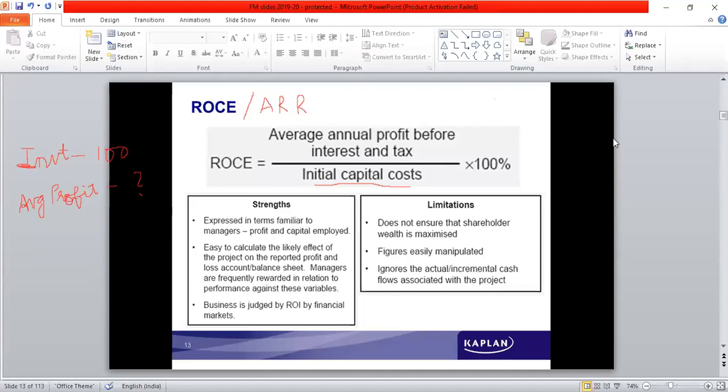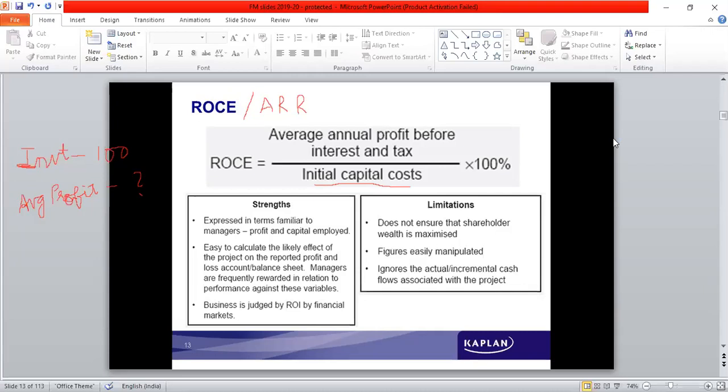The first one is expressed in terms familiar to managers: profit and capital employed. So everybody understands what is profit. Profit before tax, the profit which is earned, sales minus the various expenses, is profit before tax. Everybody understands that. Even if they are non-financial people, personnel in the organization, they understand what is profit. So, expressed in terms familiar to managers.